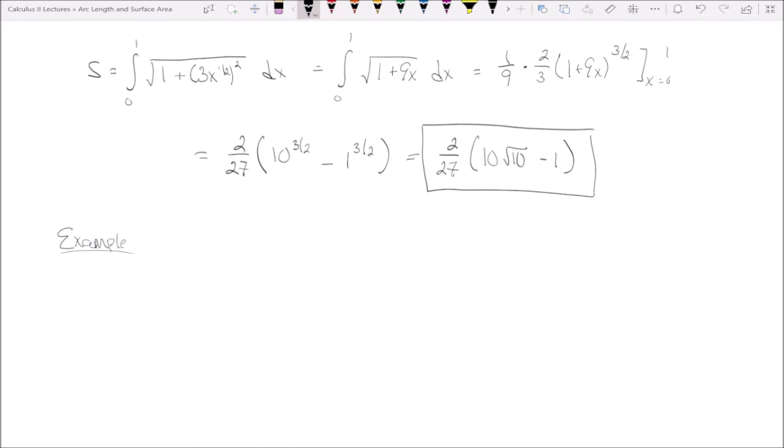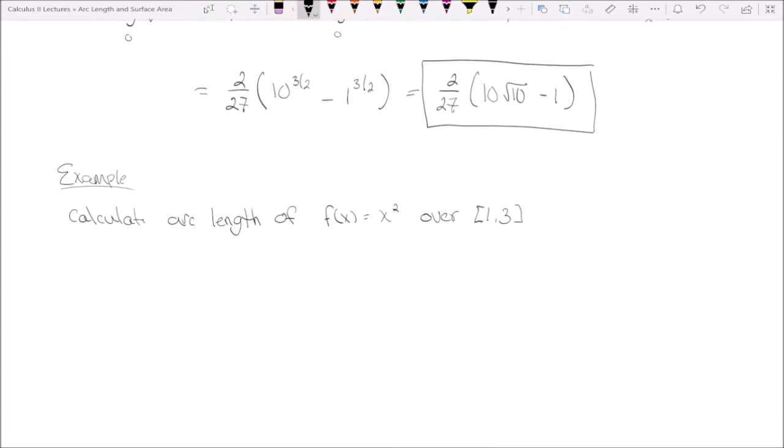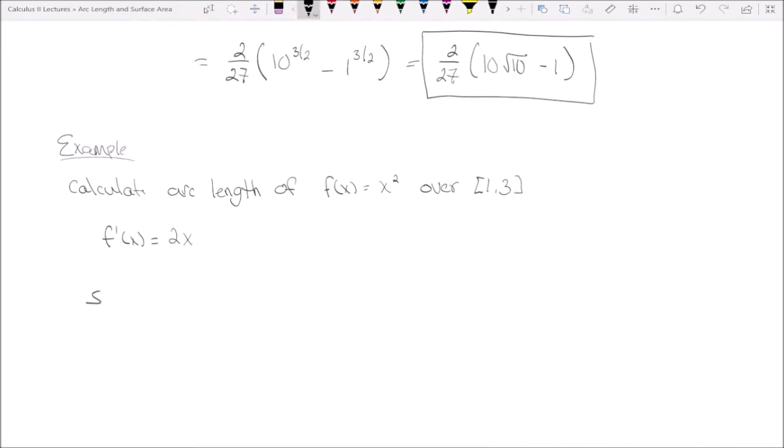Right, so next, let's calculate arc length of f of x equals x squared over 1 to 3. Again, first we need f prime. That is 2x. So the arc length would be the integral from 1 to 3 of the square root of 1 plus 4x squared dx, right? It's 1 plus 2x all squared. So that leaves us with 1 plus 4x squared.